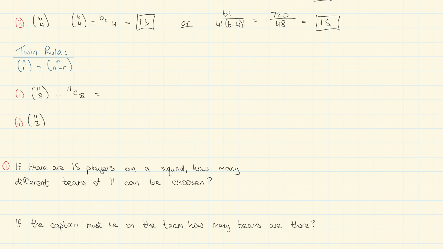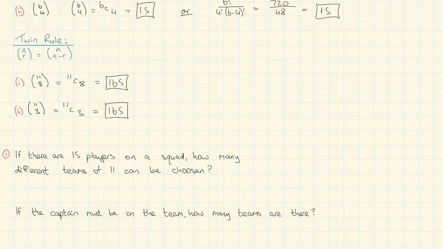So 11 choose 8. That'll be a question like if there are 11 players on a squad, and we pick a team of 8 players, how many possible teams are there? So you'd have 165. And then here, 11 choose 3, again into your calculator, will give back 165.